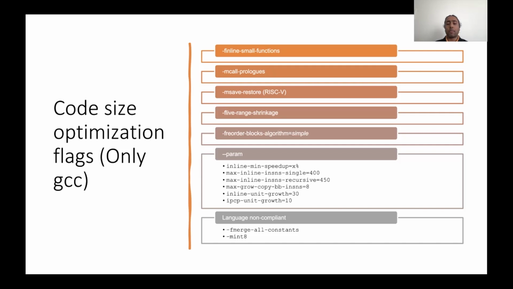Certain flags are non-compliant, like -fmerge-all-constants. This flag is a very aggressive optimization. Let's say there are two constants which have the same value, and the compiler can do an optimization where both constants point to the same address in memory. Similarly, -mint8 tells the compiler that all the integers in my program have values less than or equal to 8 bits. These are language non-compliant, of course, but if your application satisfies certain requirements, by all means, go ahead and use them. If there is an error, debugging the issue will be a big nightmare if you have flags like these.